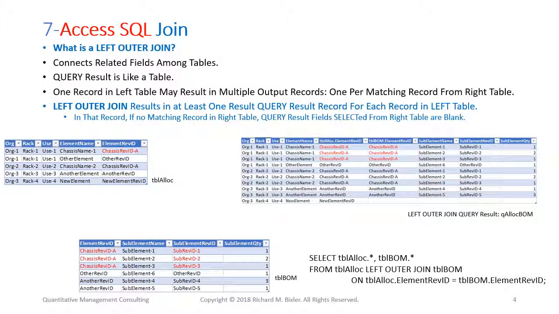Two SQL tables at left and a query results at right that looks a lot like a table. The top table is named Table Alloc and describes allocation of equipment to organizations.